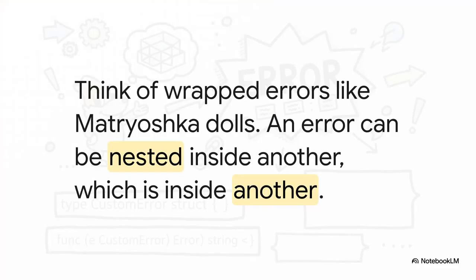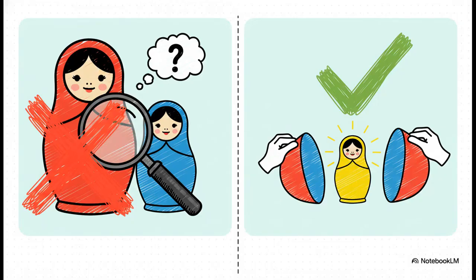Now, to really understand why errors.As is such a game changer, we need to talk about wrapped errors. And the best way to picture this is with those Russian matryoshka nesting dolls. In Go, it's super common to wrap one error inside another. So your validation error might be tucked inside a database error, which itself is inside a request handler error. And this right here shows exactly why errors.As is the modern way to go.